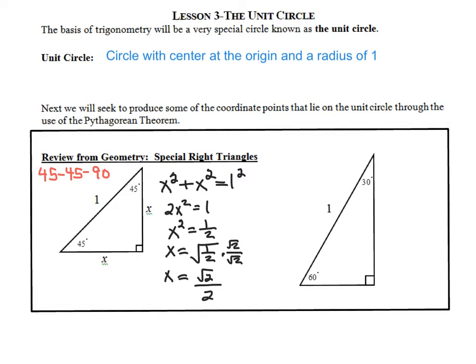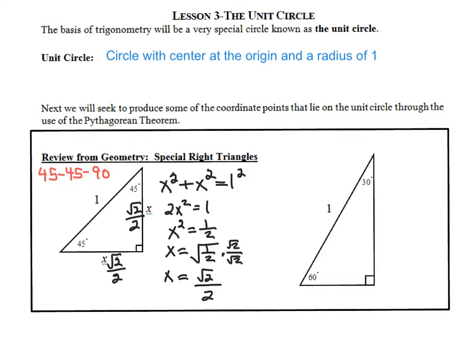That 2 does not go underneath the radical sign. So both sides on this right triangle are going to have a length of radical 2 over 2. Yes, we see that that length is an irrational number. Again, it's an isosceles triangle, so that's why the two legs are the same length. Hopefully you recall that relationship from your geometry class last year.